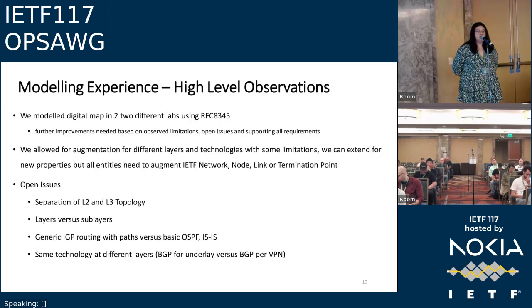Some high-level observations. As I mentioned, we modeled the digital map in two different labs. We allowed augmentation of different layers and technologies. And besides the limitations that we found, there are some open issues that we are still investigating. In some cases, there is a need for separation of layer two and layer three, but in some cases the operators wanted a kind of unified layer. Then layers versus sublayers, then generic IGP routing with paths versus basic OSPF and IS-IS, and same technology in a different layer, for example, multi-layered for BGP underlay versus VPN BGP layer. Next, please.